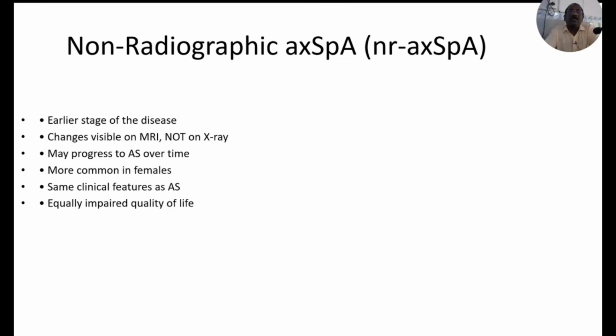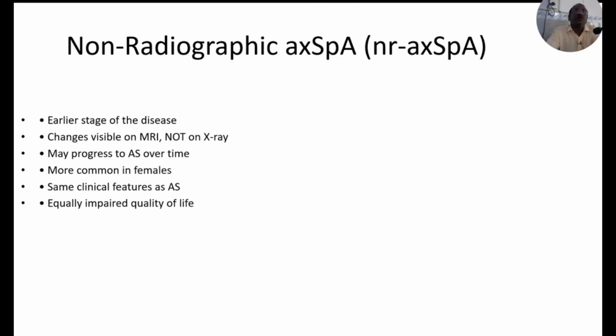So this is the earliest stage, non-radiographic. As I already told you, changes are visible on MRI, not on X-ray. If you see the X-ray changes, then it is a radiographic axial spondyloarthropathy. It may progress to ankylosing spondylitis over time. It is more common in females here, with the same clinical features as ankylosing spondylitis and equally impaired quality of life.